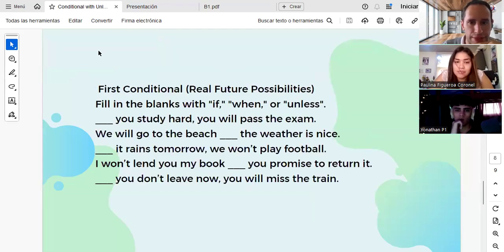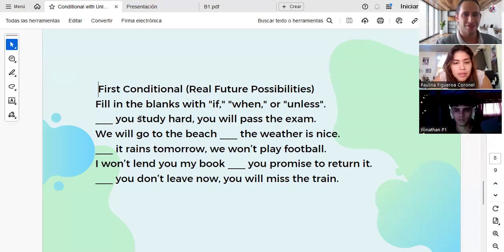What about now? First conditional. You have to choose among if, when, or unless. Jonathan, go ahead. Okay. Unless you study hard, you will pass the exam. Okay, are you sure? Because this is negative. Okay, let me see. Okay, yeah. If you study hard, you will pass the exam. That's much better. Thank you so much, Jonathan. Well done.